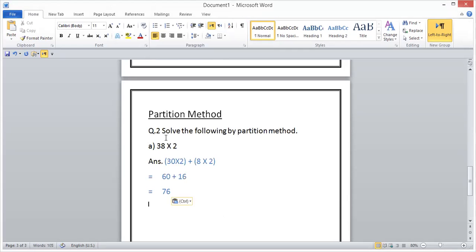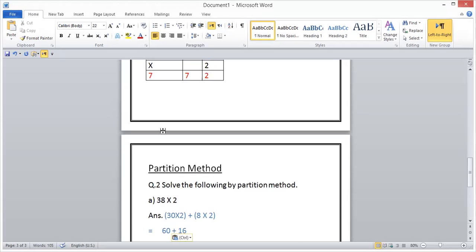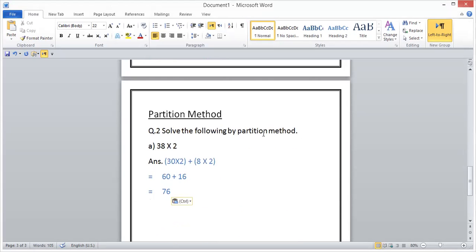So in partition method, this is question number 2. Solve the following by partition method. By partition method, how we do, guys? This is 38 multiplied by 2. In partition method, how do you solve the question? You solve the question by breaking the numbers into their values.